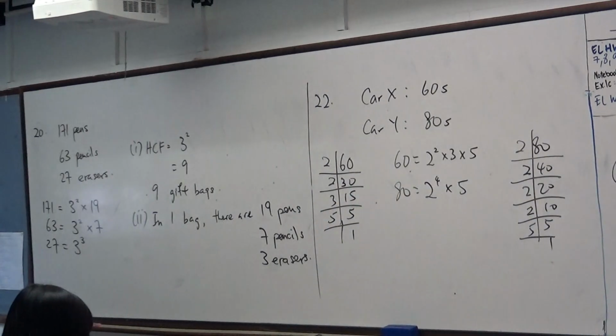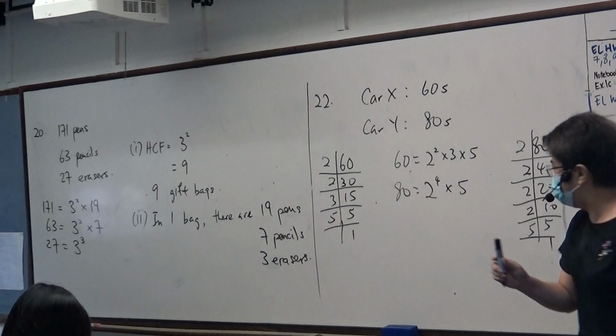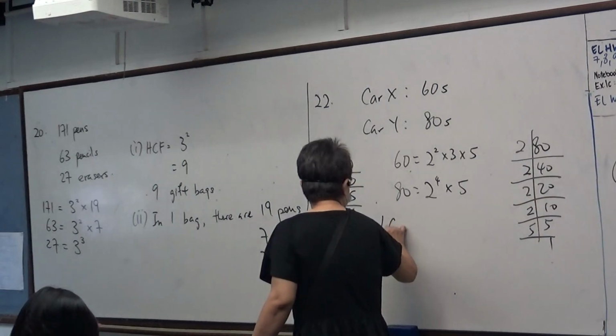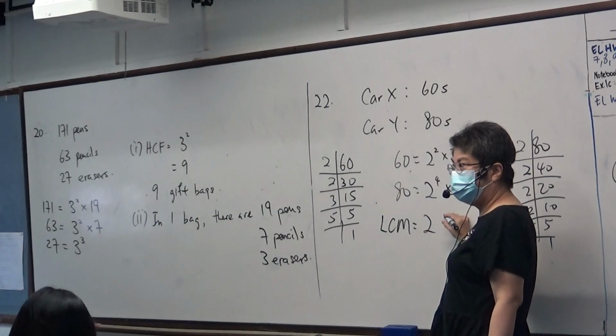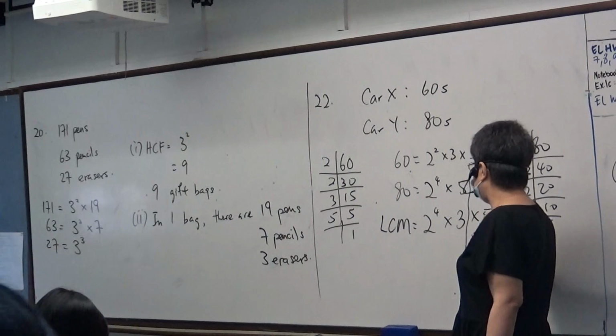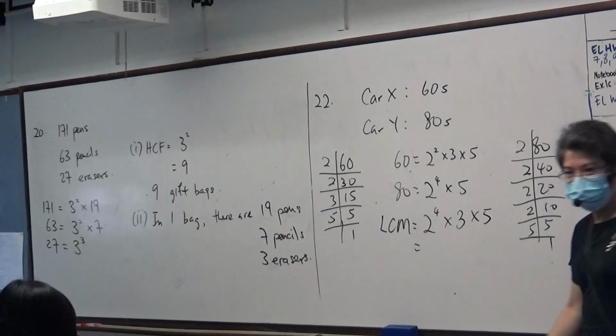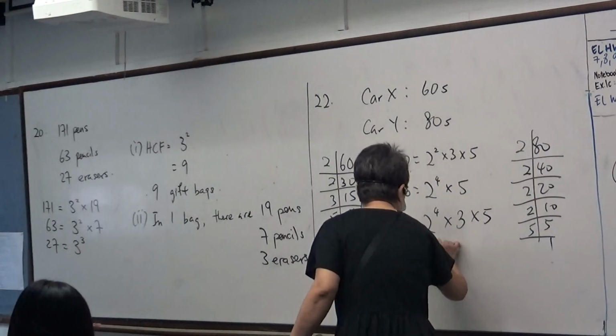Okay, now the question says this. How long in seconds will it take for both cars to be back at the starting point at the same time? Do you agree I must find the LCM? Correct, LCM. Okay, so LCM will be 2 to the power of 4 times 3 times 5. So what is this timing? 240 seconds. Very good.